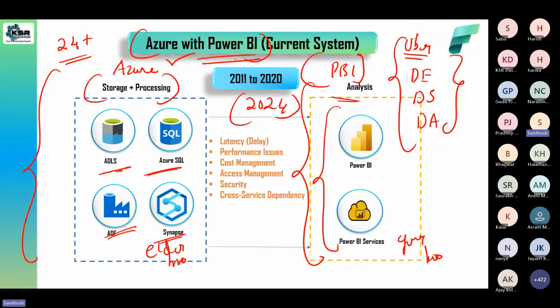But some of the research says that some of the companies are saying that we may have some delay because the data has to be moved or accessed between two different services. So there could be a delay. There could be a performance issue. There could be cost management issues. I need to pay for storage also. I need to pay for Power BI also. Two different licenses, two different payments.